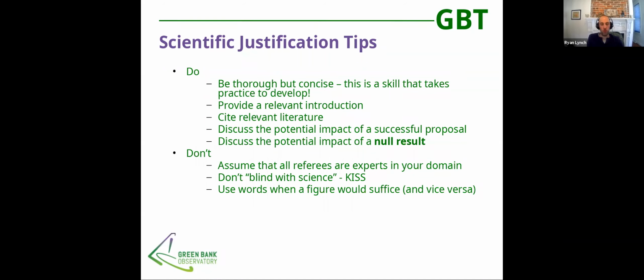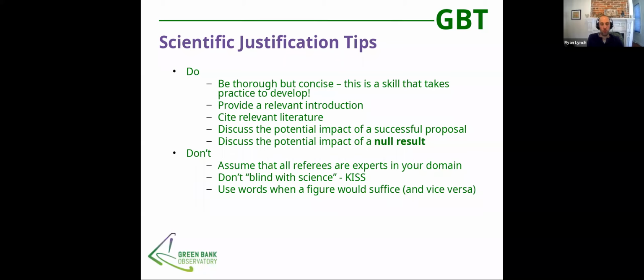So some tips for the scientific justification. These are just things that Tony has put together. Be thorough but concise. Provide enough introductory material to make sure that the reader has a good understanding of the context for the project. Discuss the impact of a successful proposal, and very importantly, discuss the potential impact of a null result. You may not necessarily know if you're going to detect something, depending on the type of project you're doing. That can still be useful, but make sure that the referees know that that will still have value, even if you don't necessarily make the kind of detection that you might anticipate.